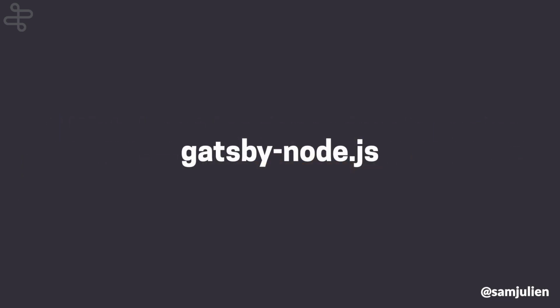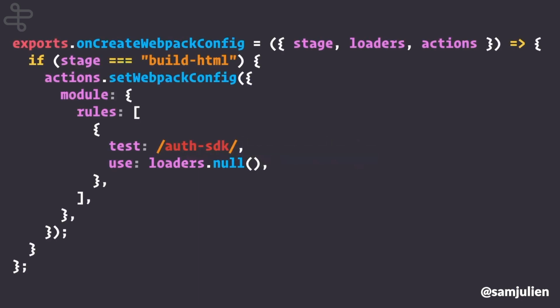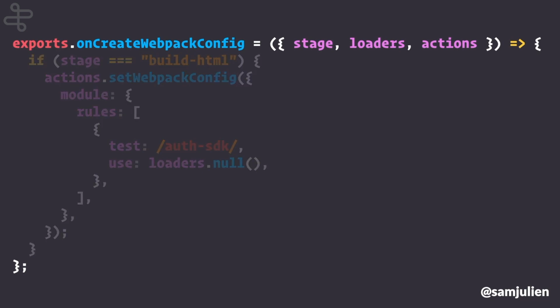First, we can create a file called gatsby.js. This lets us tap into the server-side build pipeline of Gatsby and mess with it. So we can create that file if it doesn't exist, and Gatsby allows you to override this function called onCreateWebpackConfig, and it provides you these things, the stage, the loaders, and the actions that you can use to tinker with your Webpack pipeline here.